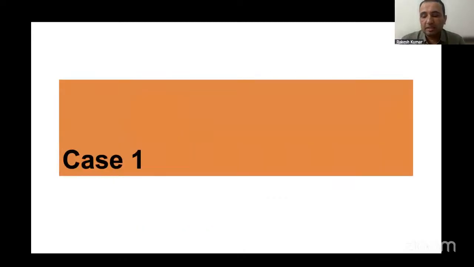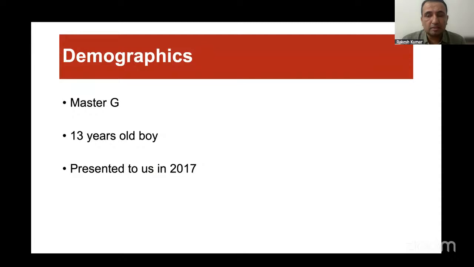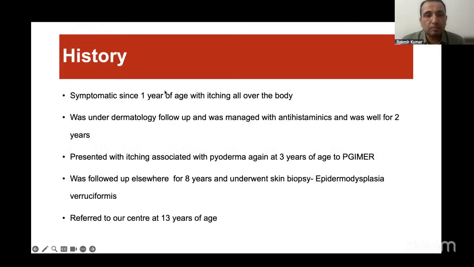Highlighting that whenever we have allergic disorders, we should think about when to consider a primary immune deficiency or inborn error of immunity. These are cases which have been seen at our center. It's a Master G, a 13-year-old boy who presented to us in 2017. He was symptomatic since 1 year of age with itching all over the body, was under dermatology follow-up and was managed with antihistamines, and was well for 2 years.